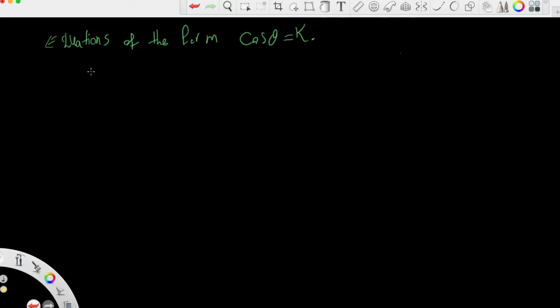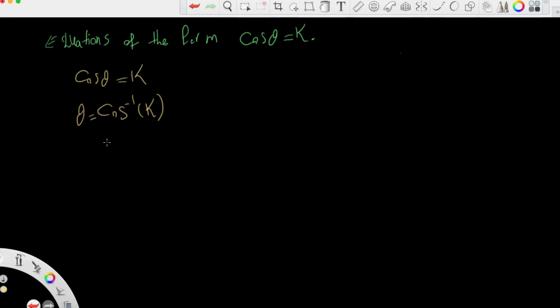The next type of equations we see here are equations of the form cosine of theta is equal to a constant number. So cosine of theta is equal to k. In order to find theta, first we take cosine inverse from both sides. So theta will be cosine inverse of k.